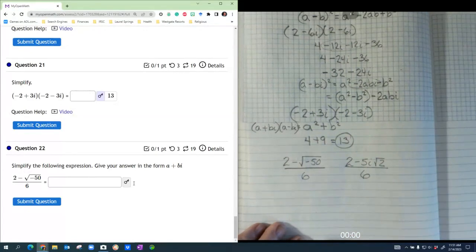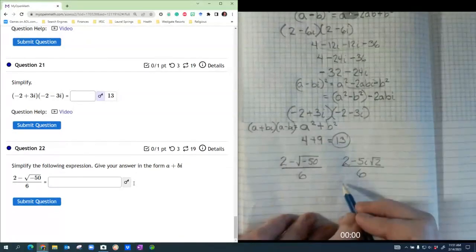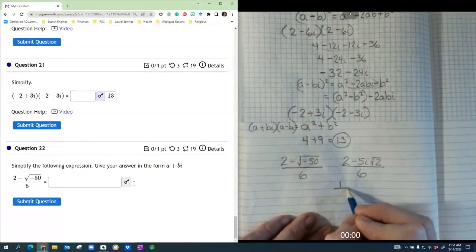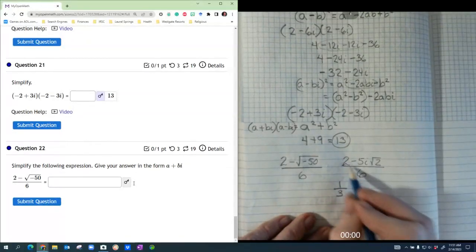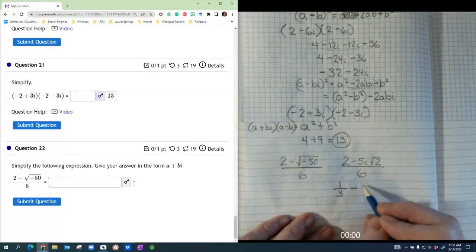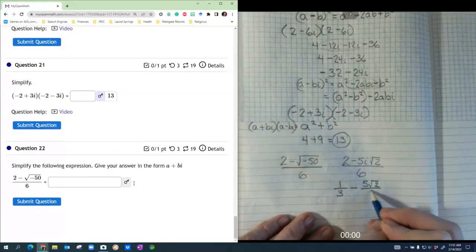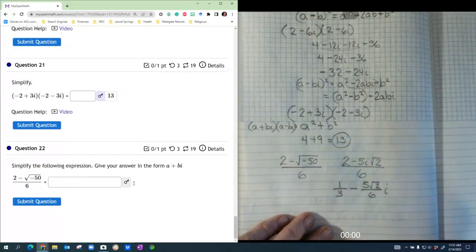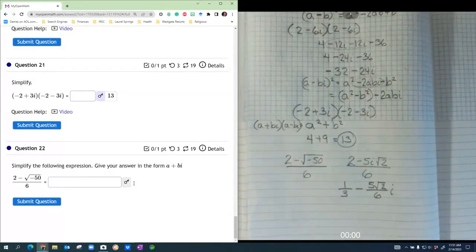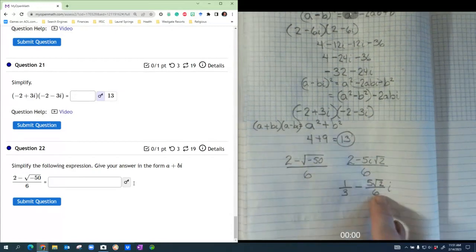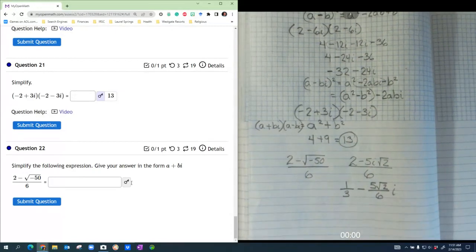Now, it wants to express it in a plus bi form. So what we're going to do is bring this together. So it's going to be 1/3, that's 2/6. And it's going to be then 5 radical 2 over 6, and then the i is on the outside, like that. So this is the imaginary coefficient. This is the a value, and then we have our answer.